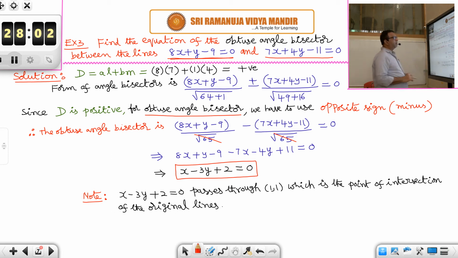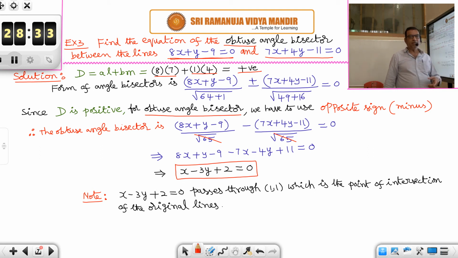Okay. So, we have to find the obtuse angle bisector. Remember? First we have to calculate what? The discriminator D. Discriminator D in this problem is what? AL plus BM. AL: x coefficient into x coefficient, 8 into 7, plus y coefficient into y coefficient, 1 into 4. Clearly it is positive. The value is not required. Whether it is positive or negative, that is important. Positive. So D is positive.